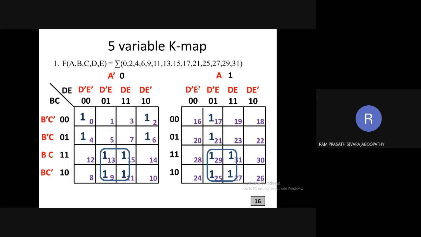0 4 2 6. Very good, super. Okay, then we are having 17 21 29 25. So 3 groupings we are having. Totally we are having 3 groupings. Is it easy for you? Is it understood by you?